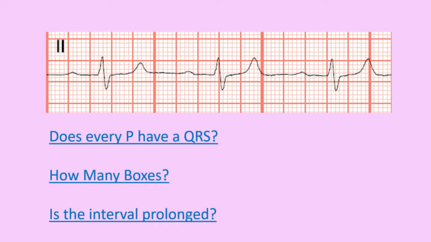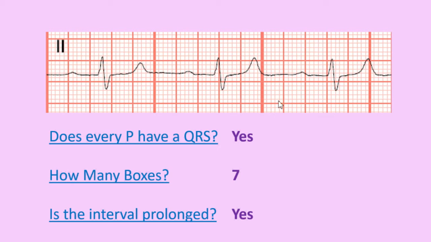Moving on to our next example, let's go through the same questions. Does every P wave have its own QRS complex? P wave QRS, P wave QRS, P wave QRS. So yes. Now let's look at the PR interval. In this case, it ends up being 7 boxes, which would be considered a prolonged interval. So this here is an example of a first-degree heart block.